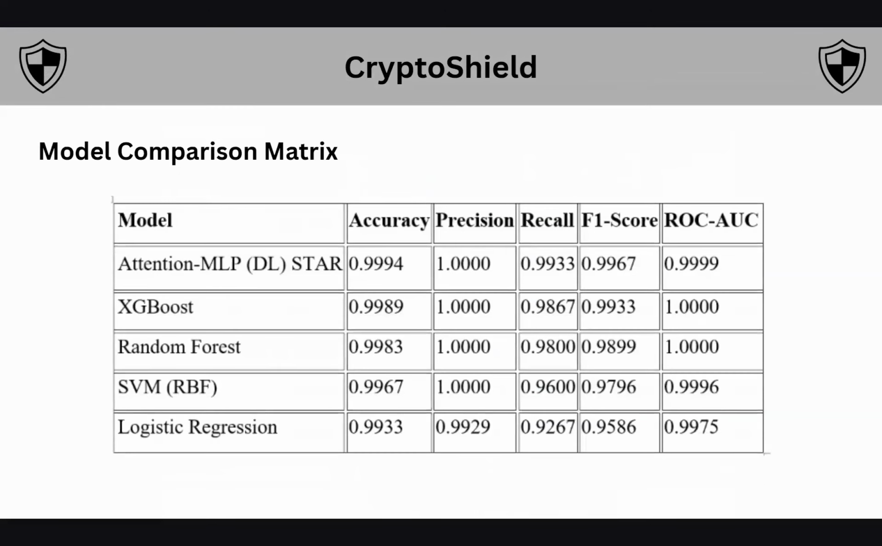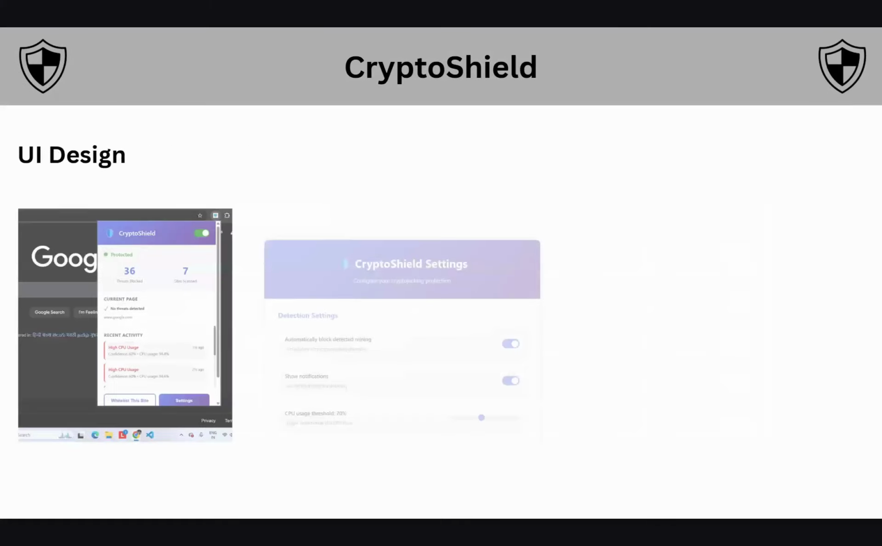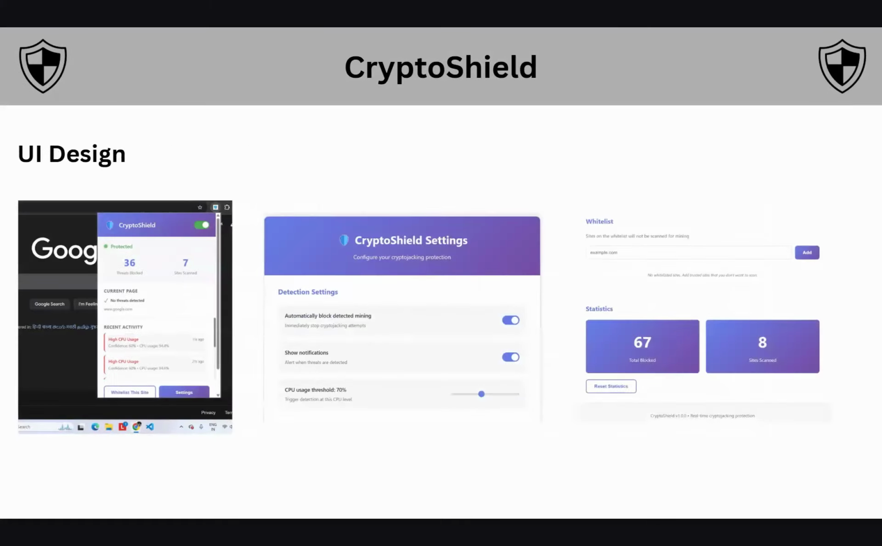So this is just a model comparison on what the accuracy was, what the precision was, what the recall was. As you can see, the attention MLP, our major ML model, has a 0.99 accuracy with a precision of 1 and a recall of 0.9. So this is the UI design that we were presenting, where we have made it an application and run the ML model for it.